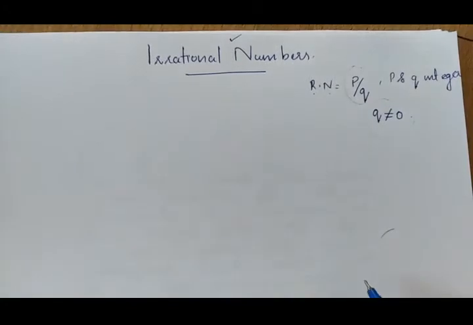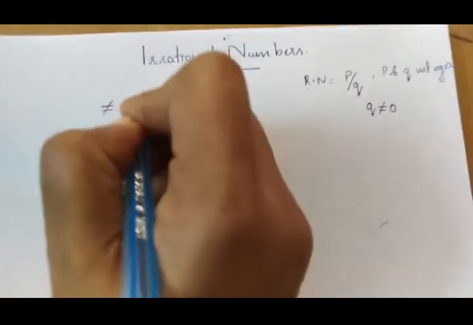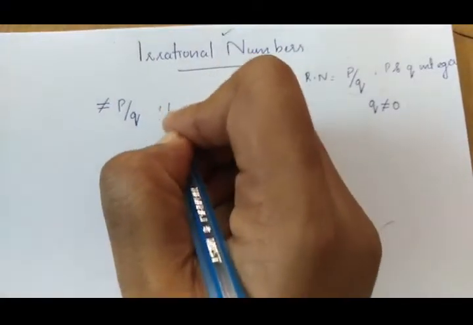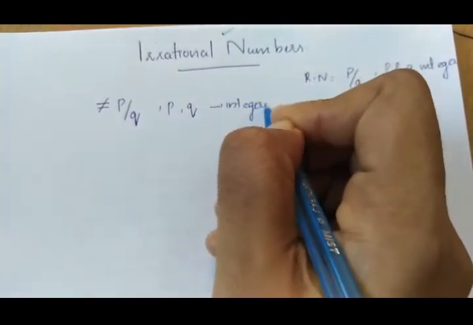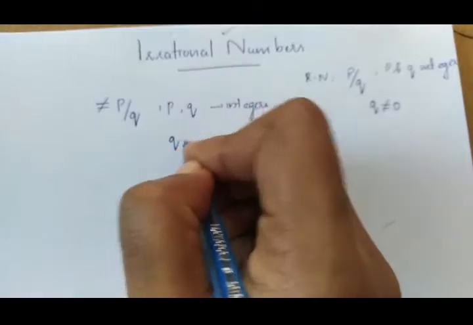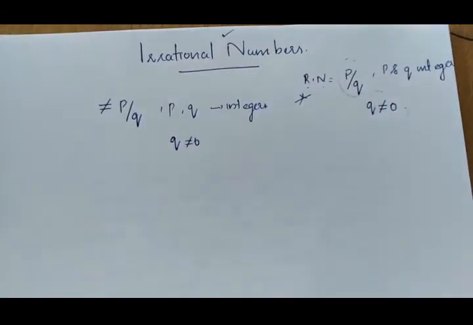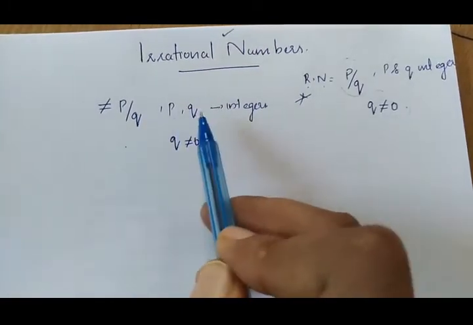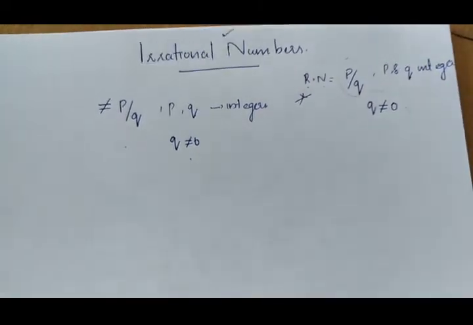Then what is an irrational number? An irrational number is a number which cannot be written in the form of P by Q, where P and Q are integers and Q is not equal to 0. It is the opposite of a rational number: a number which cannot be written in the form of P by Q, where P and Q are integers and the value of Q should not be equal to 0.